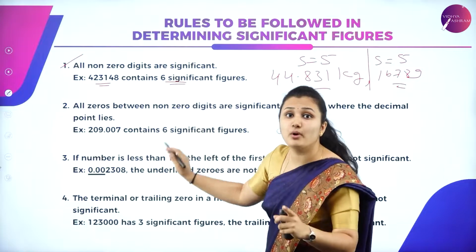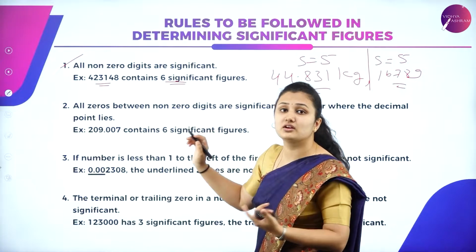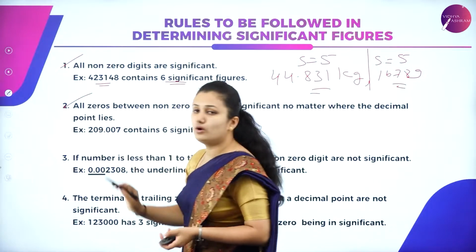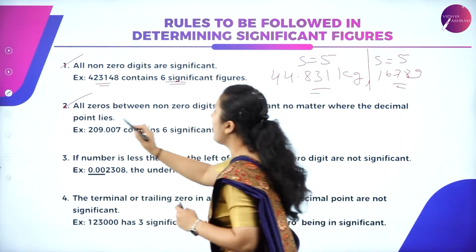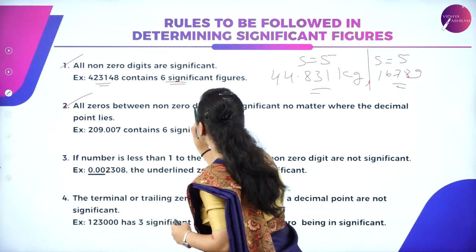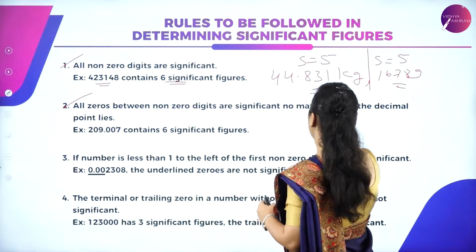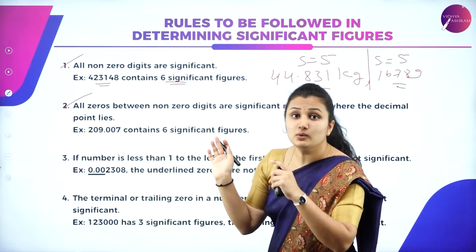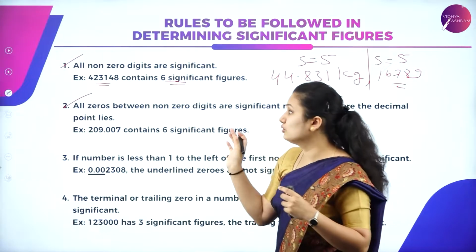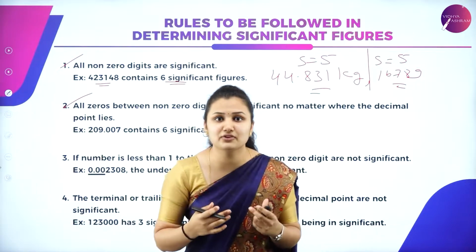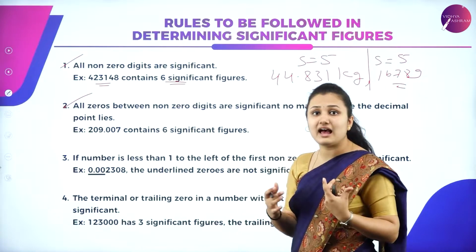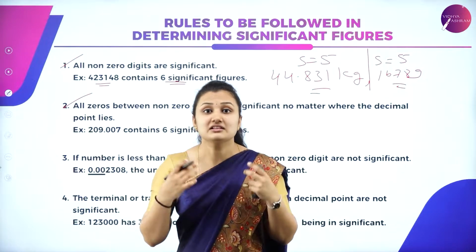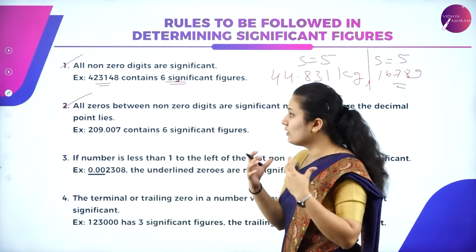All these rules are important when you solve numericals and when you round up the digits in significant figures. So the second rule, what does my second rule tell me? All zeros between non-zero digits are significant, no matter where the decimal point lies. Rule 1 is only about non-zero digits. In rule 2, now my 0 has some significance. In the first rule, 0 was insignificant. So in rule 2, my 0 is getting some significance. Let us try to understand it.